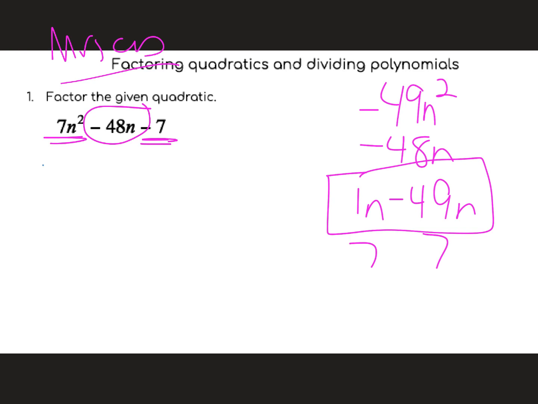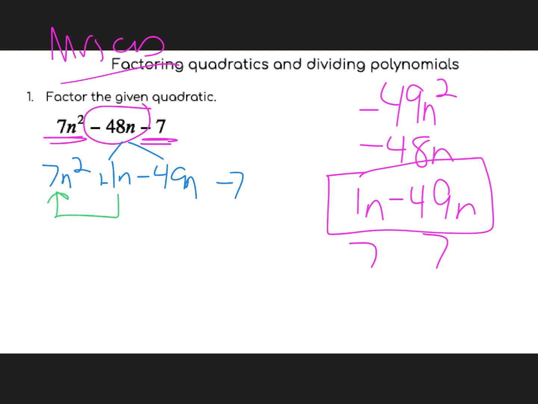So now you just rewrite the initial problem. Don't change the first and last pieces, just change the middle pieces. Note that negative 48n becomes n minus 49n because 1 minus 49 is negative 48. Now we will factor by grouping.